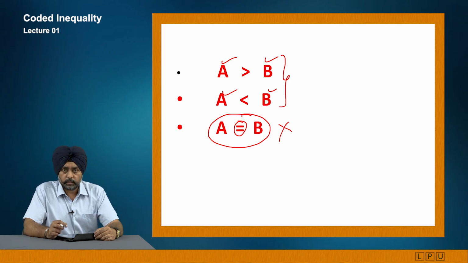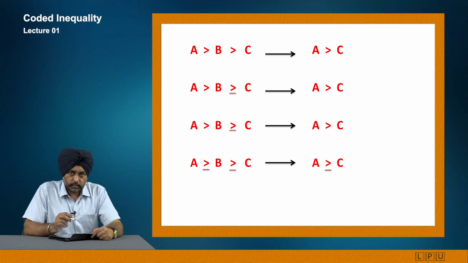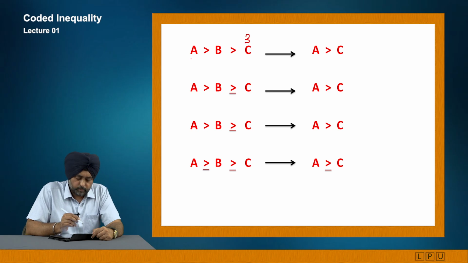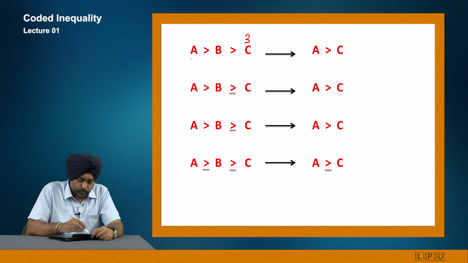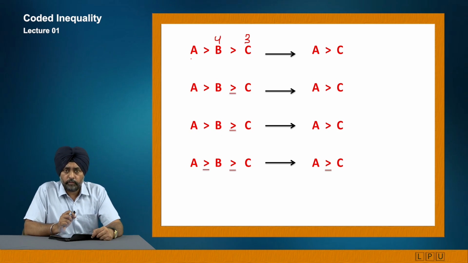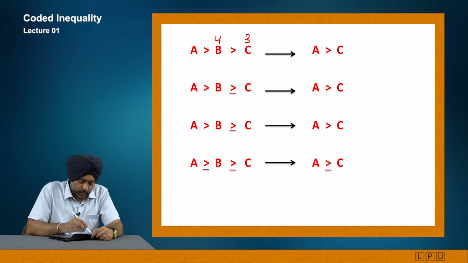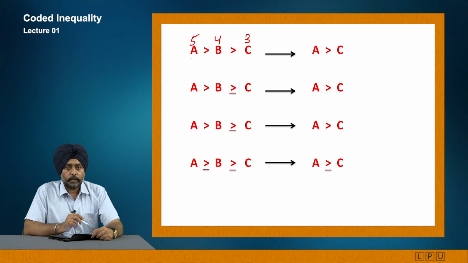For this, let us understand the basic concepts. Suppose a is greater than b and b is greater than c. Then what will be the relation between a and c? A will be definitely greater than c. How? Let us take an example. Suppose the value of c is 3. Then the minimum value in the integers possible for b is 4, because b is greater than c. If the minimum value of b is 4, what will be the minimum value of a? The minimum value of a will be 5. So a will be greater than c.